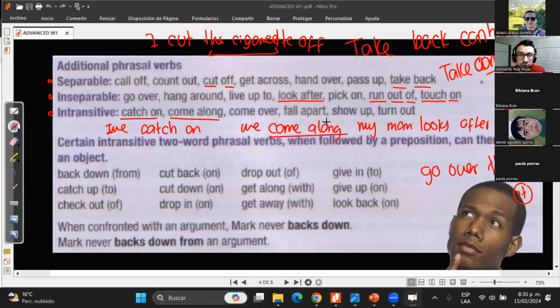Right? So simplemente nos llevamos bien, that's it, right? Come over means like venir a la casa de alguien, ¿cierto? Como my wife, no, my girlfriend usually comes over. It comes to my house, right?